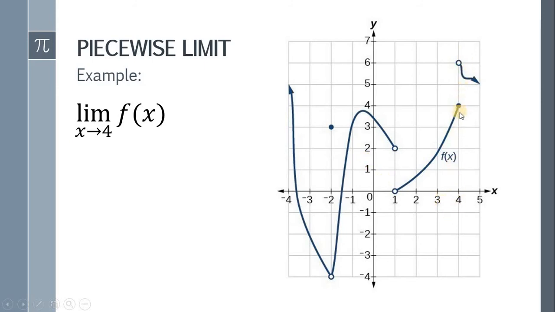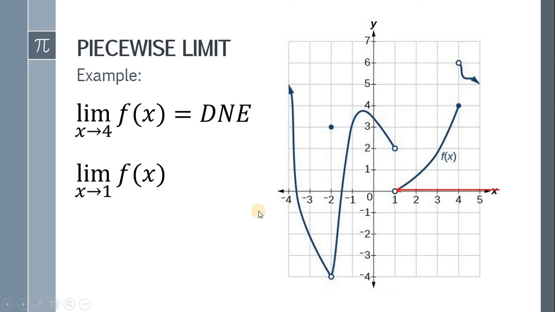Hindi siya magkadugtong. Obviously, yung ating limit from the right side ay nandun sa may taas, sa may 6, and yung coming from the left side, ito ay 4. Since hindi sila magkadugtong, the limit of f of x as x approaching to 4 does not exist. Next, dun sa 1 naman, the limit of f of x as x approaching to 1, kung mapapansin, hindi rin sila magkadugtong, therefore, the limit does not exist also.